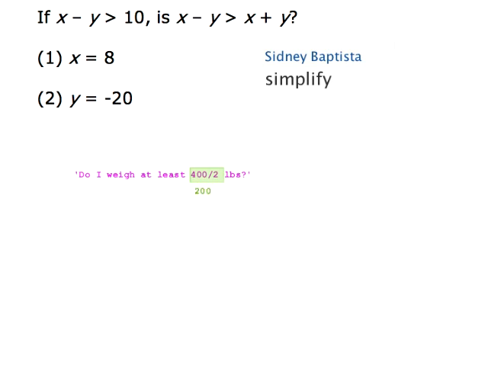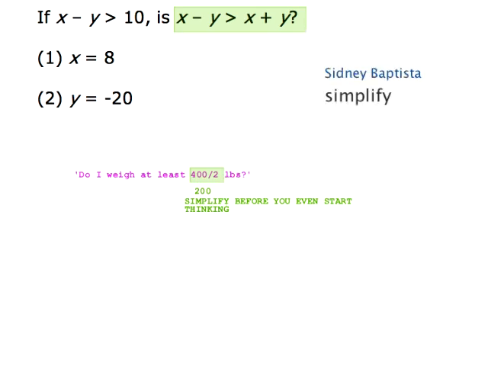You just simplify right away. You simplify before you even start thinking. This should be exactly the same thing. You should simplify things like this as immediately as you would simplify something like 400 halves. This should be every bit as instinctive and every bit as immediate as that is. If you would simplify this faster than you would simplify that, that's a mistake. You should simplify them both pretty much instantly.